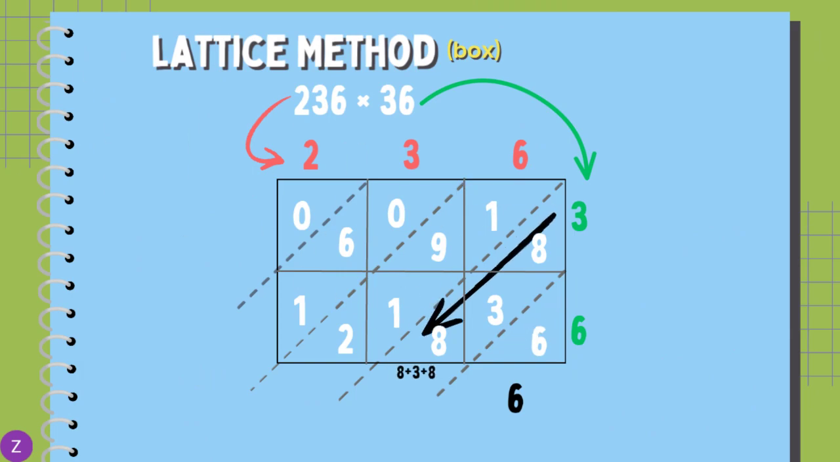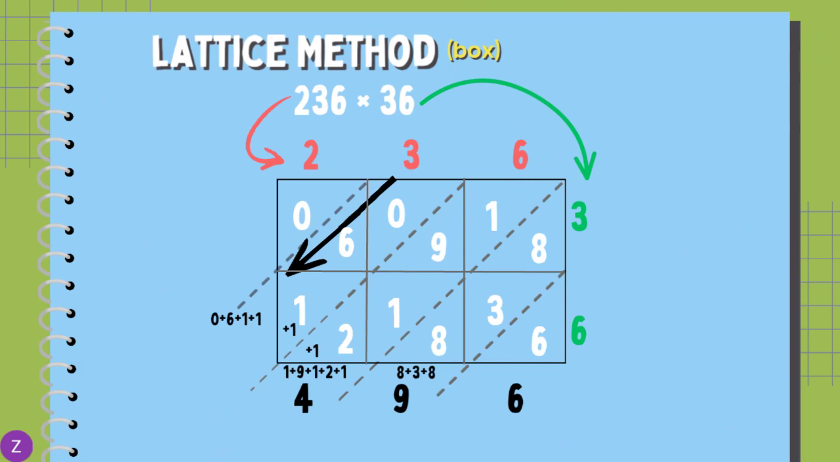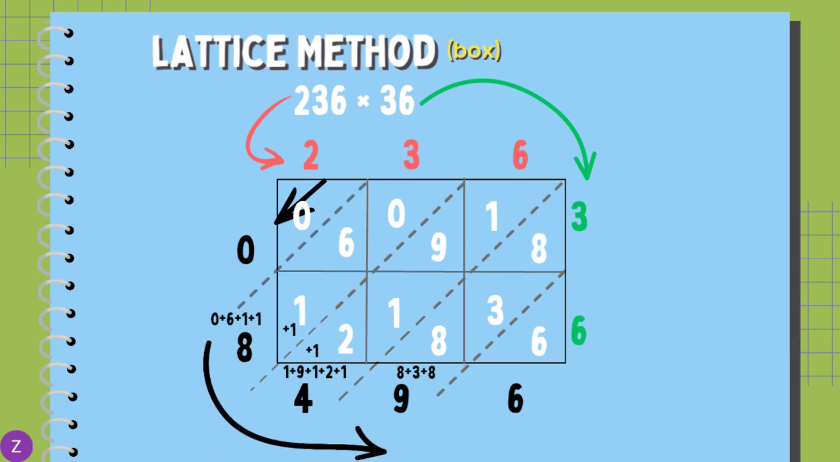The 9 goes at the bottom. The 1 carries over to the next group. This is now 1 plus 9 plus 1 plus 2 plus 1. This gives you 14. 4 at the bottom, 1 carries over to the next group. Here we have 0 plus 6 plus 1 plus 1, which gives you 8. And lastly, the 0 is alone, so that is just a 0.